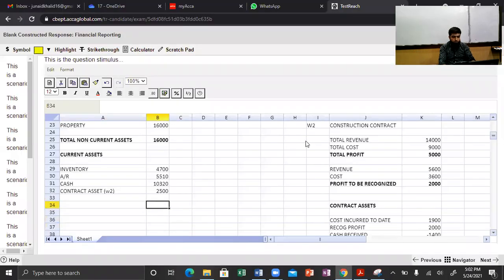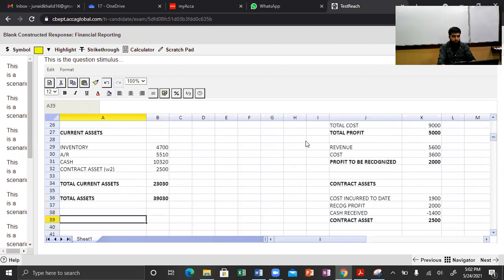So let's total the current assets. Total current assets are 23030, and the total assets, which is this plus non-current, is 39030. Now let's move on to the shareholders equity side.